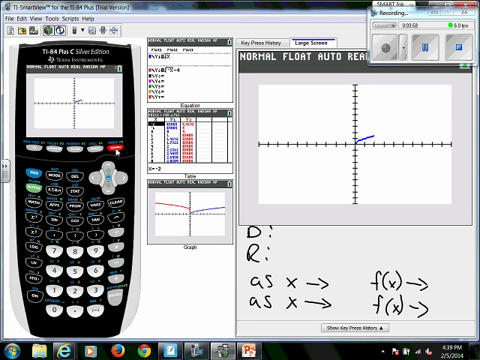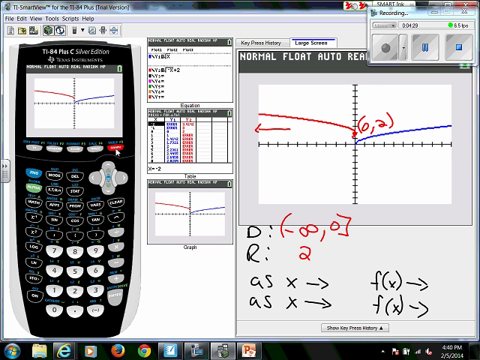We want to label our starting point. Starting point here is (0, 2). Leftmost point: this graph keeps going forever left, so negative infinity. Furthest right it goes is 0. So we say from negative infinity to 0. Range. Lowest point is 2. Goes up forever to infinity. So from 2 to infinity.